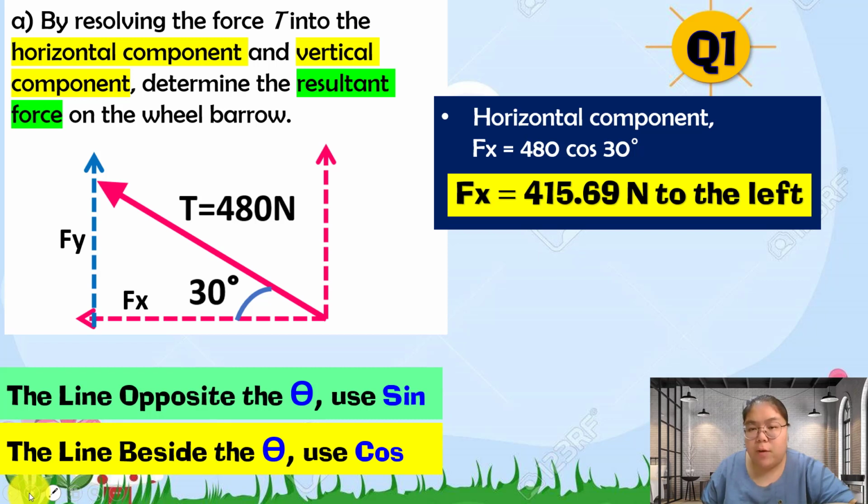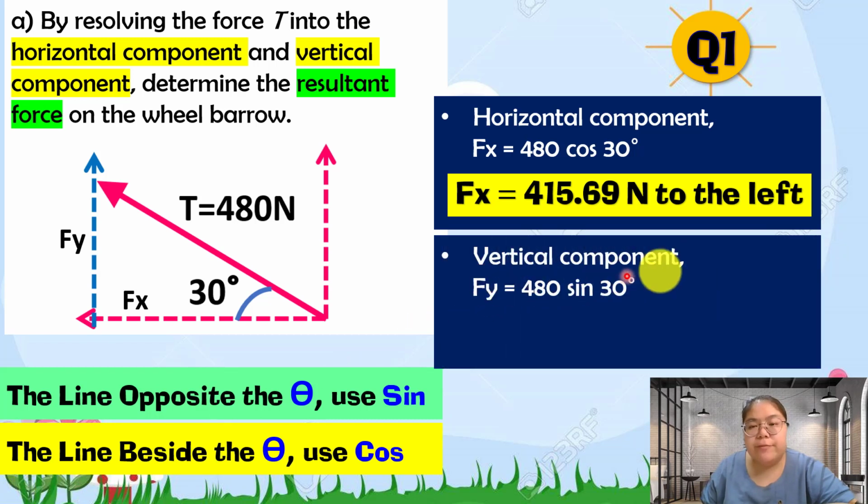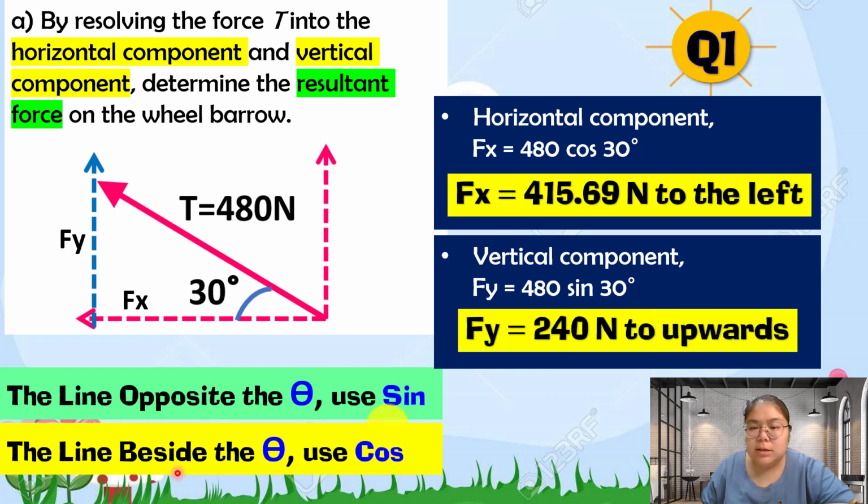How about the Fy? Fy is the vertical component. For the vertical component, we still use 480. After that, you need to convert to sine, because it is opposite the angle. So from here, I can write the answer is 240 Newton, going upwards. So one is the vertical and one is the horizontal component. Now we have solved the components for T already.